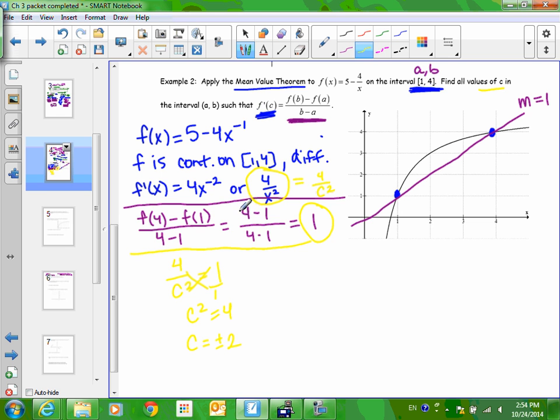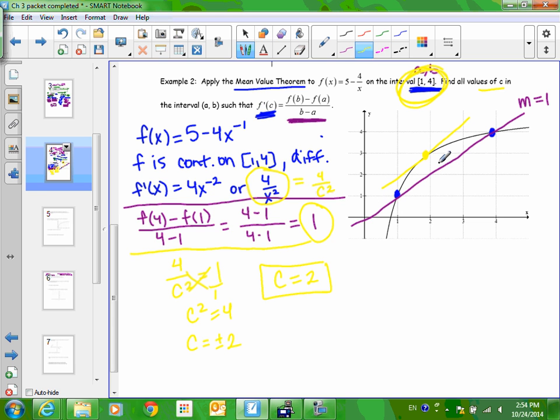It's not in this interval, and I'm only caring about this interval. So c equals 2, and that is the answer. Now, I do want to just double check my answer. So plot the point where c equals 2 and graph the tangent line.